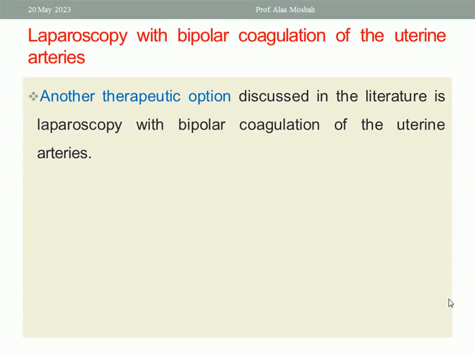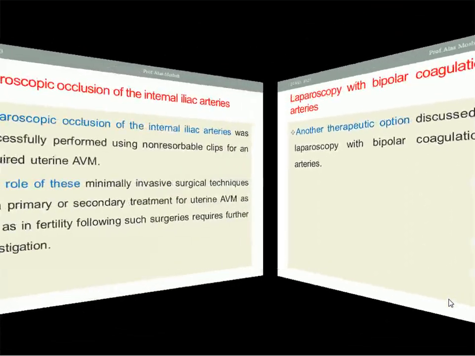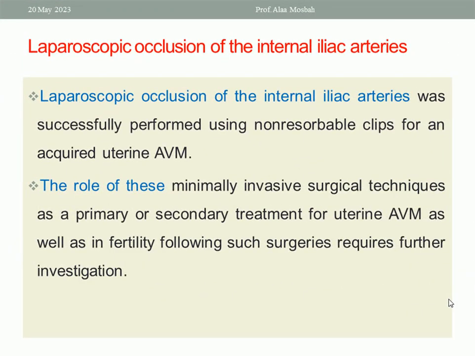Laparoscopy with bipolar coagulation of the uterine artery is another therapeutic option discussed in the literature. Laparoscopic occlusion of the internal iliac arteries was successfully performed using non-absorbable clips for an acquired uterine arteriovenous malformation. The role of these minimally invasive surgical techniques as a primary or secondary treatment for uterine arteriovenous malformation, as well as infertility following such surgeries, requires further investigation.